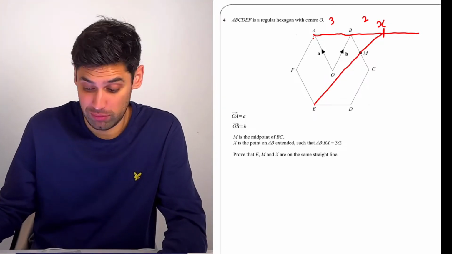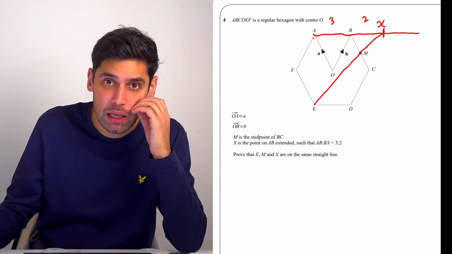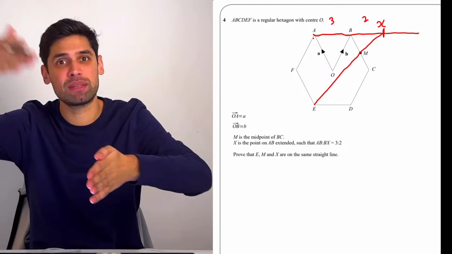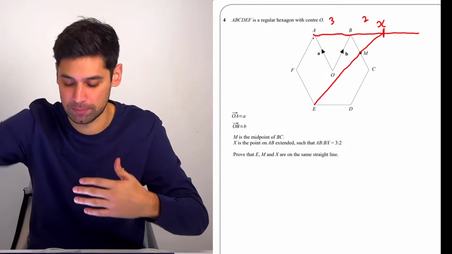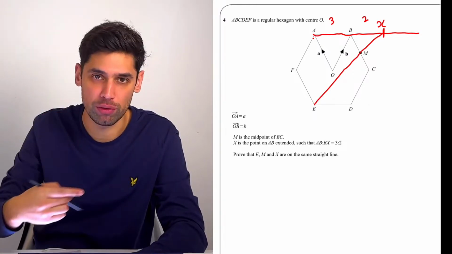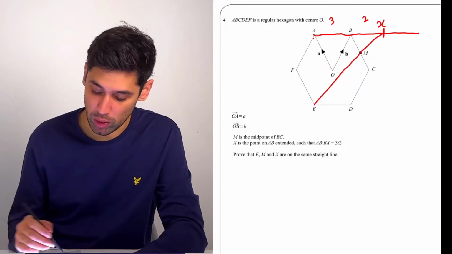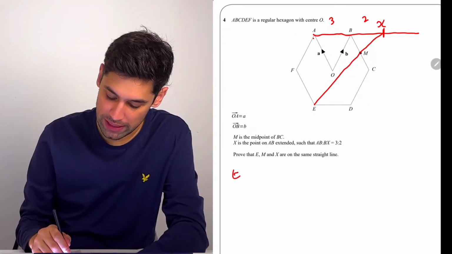The way to do it for us now is just to find two of those vectors. So like I said, whenever the question is mentioning a vector, just find it. It's talking about E to M to X. Let's find EM. Let's find EX. We could also find MX, but we actually only need to find two of the three. So we'll just pick the easiest ones. EM is probably going to be the easiest one because that's not extended beyond the diagram. So let's find EM.